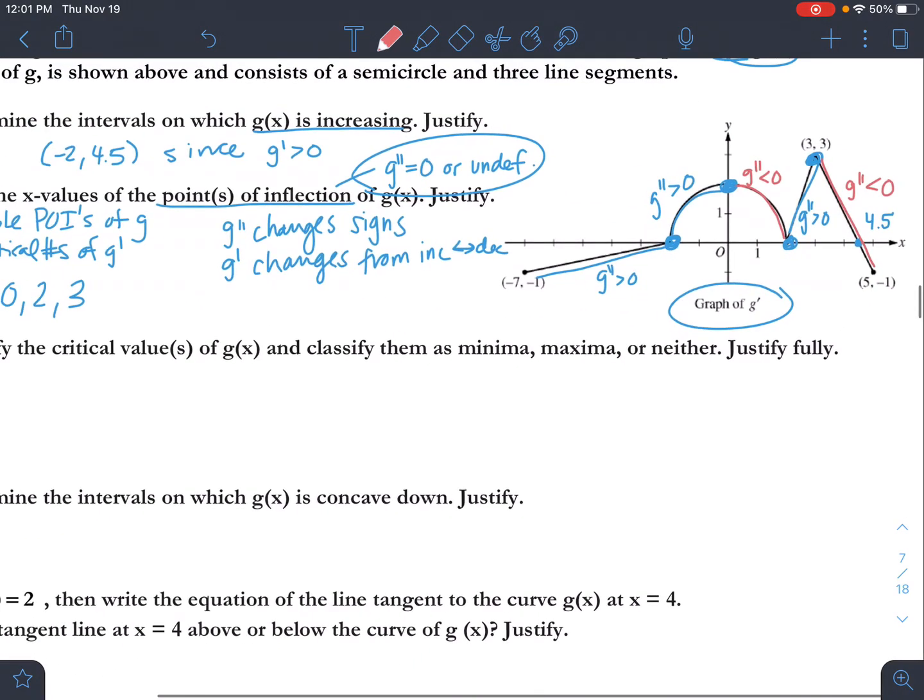So which one of these are actually points of inflection? g double prime has to change signs. So does it change signs at -2? No, it goes from g double prime positive to positive. g prime is still increasing. Okay, how about at 0? Yes, it changed from g double prime positive to g double prime negative. Okay, how about at 2? Yes, it changed from negative to positive. And at 3, yes, it changed from positive to negative. Changed from blue to pink in the picture here. So we're going to write those down.